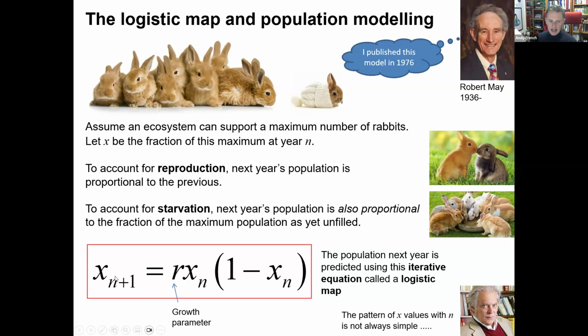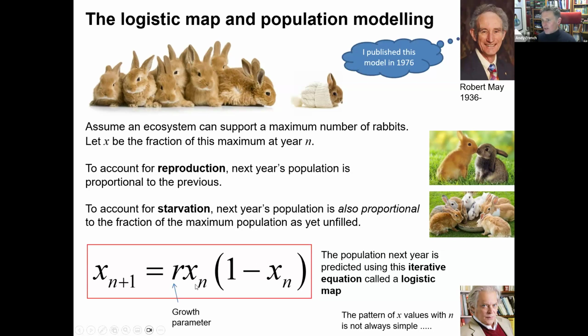So what's going to happen? Well, the bunnies next year, x n plus 1, are clearly going to be proportional to the bunnies this year, because more bunnies, more randy bunnies, more baby bunnies. So due to reproduction, the number of bunnies next year will be proportional to the number of bunnies this year. But unfortunately, if there are too many bunnies, they're going to eat lots of food. So it's also going to be proportional to 1 minus the number of bunnies, because as x gets closer to 1, we've got the possibility of starvation. So this is not so good.